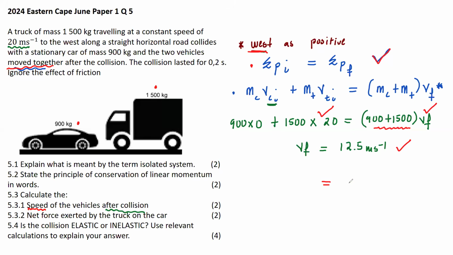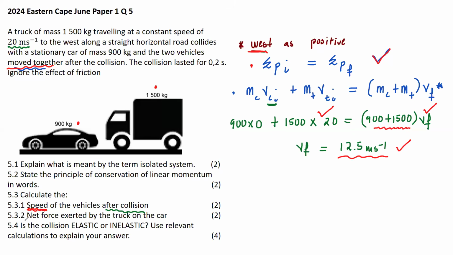If the question said they were separate, then you have the mass of the car times the final velocity of the car, plus the mass of the truck and the final velocity of the truck. So 12 meters per second, like I said, is speed, and speed is a scalar quantity. You just need to get the value.